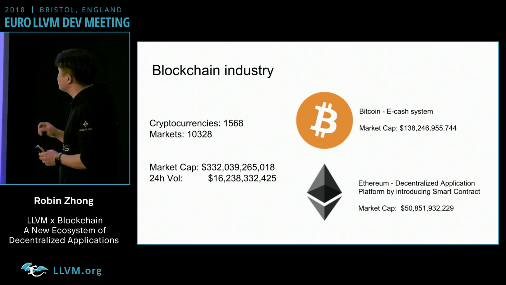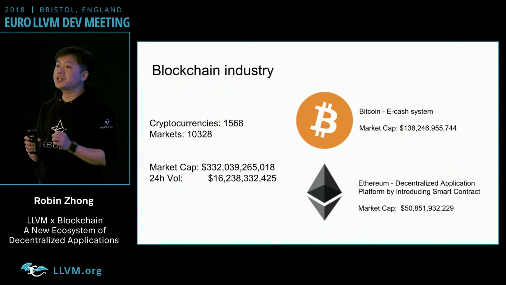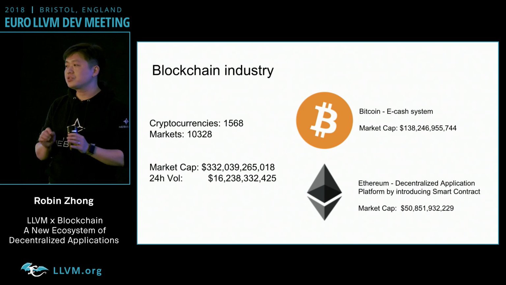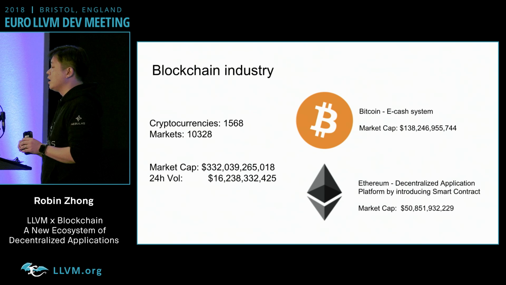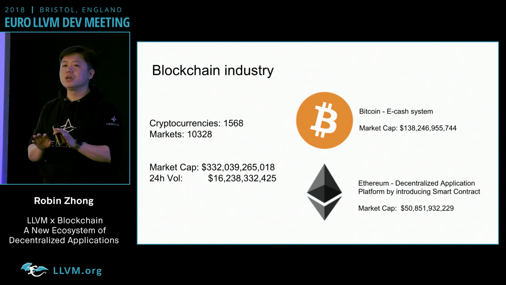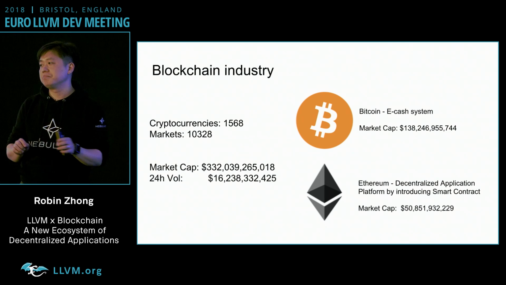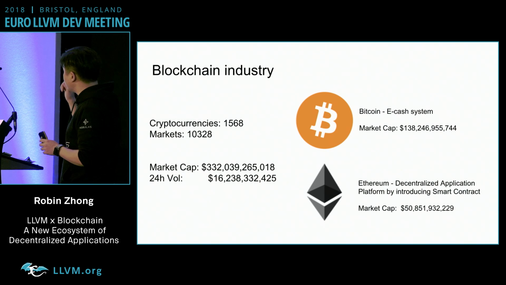And I want to emphasize that Bitcoin is the first project. It brought an e-cash system without a centralized authority. All those nodes are managed by a P2P network, by some untrusted nodes, and trusted by the masses, controlled by the algorithm. So that's the Bitcoin.